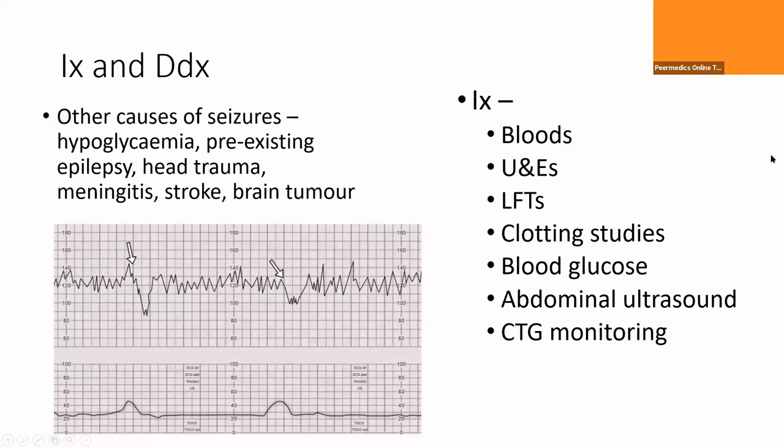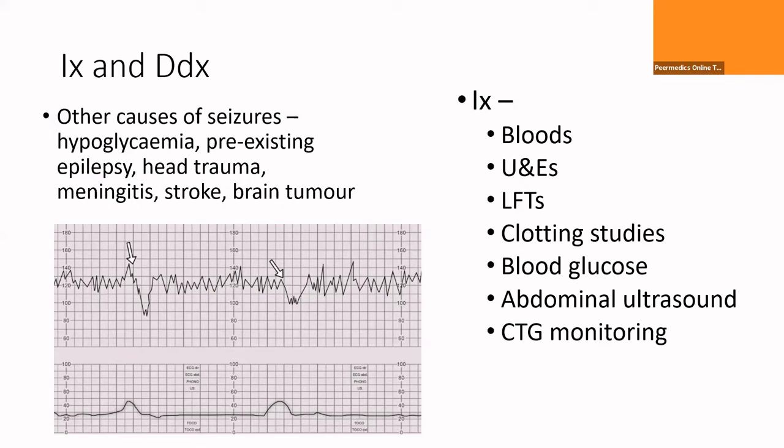And how are we going to investigate it? So you're going to do your usual panels of bloods, urine electrolytes. So you might look for raised urea, creatinine, and urate. LFTs, so particularly if it's on a background of HELP syndrome, you might have raised ALT, AST, and bilirubin. You're going to do clotting studies because you want to assess for complications like disseminated intravascular coagulopathy and HELP syndrome.